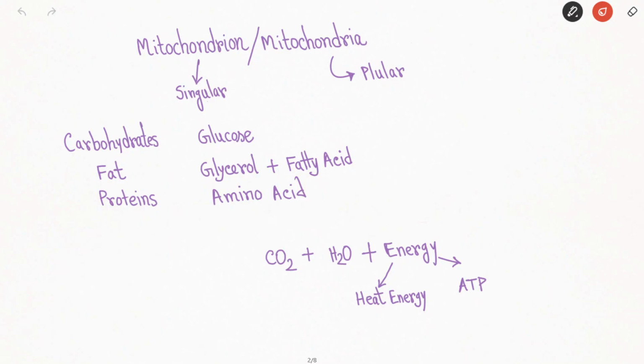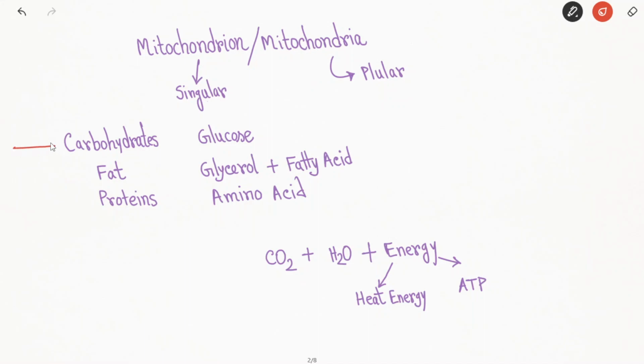We know that plants can make their own food using carbon dioxide, water and sunlight through a process called photosynthesis. But we cannot make our own food. That's why we need to take food from outside of our body. So the foods that we consume can be divided into three categories broadly.